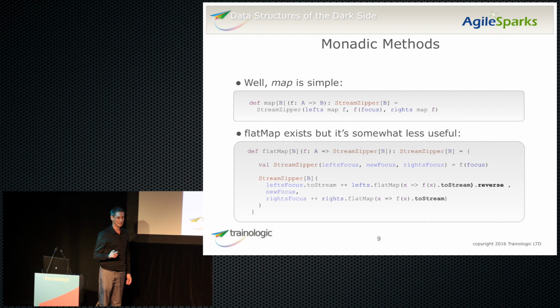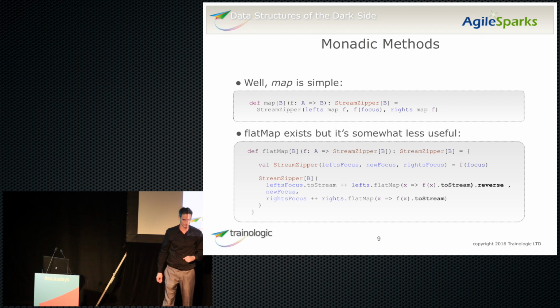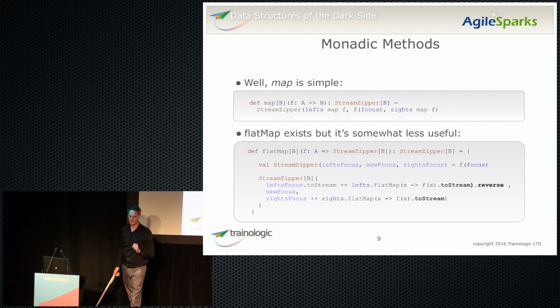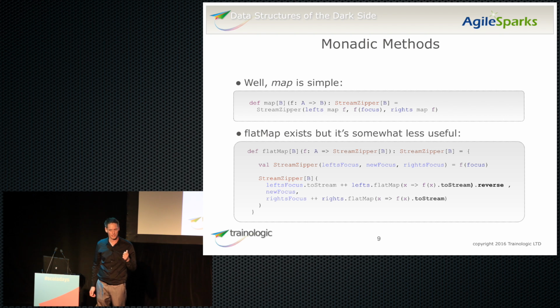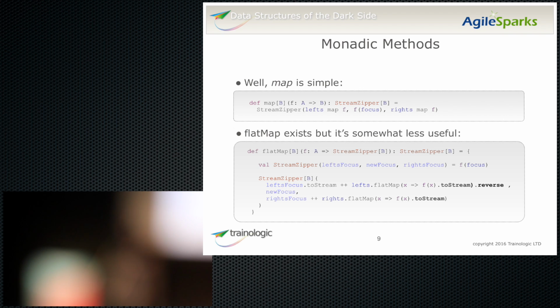Well, flat map is somewhat less useful with zippers. See why? We have the flat map, and now I need to flat map on the left side, and then just combine them into a zipper. And two things to note here. First of all is if for any element I get a zipper, meaning I'm getting something with a focus for each element, I cannot store all of these focuses. I lose them. I only store the focus of the current element that I'm on.